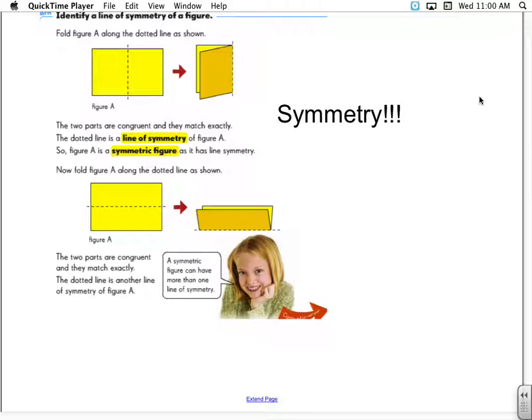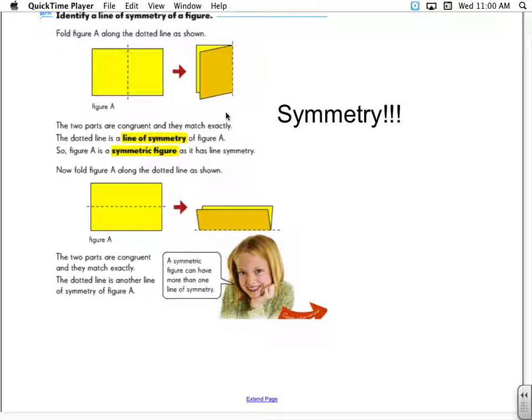So the first one is symmetry, and I think if we said symmetry to you, most of you would be able to remember that symmetry means that we can fold something in a way that allows two parts to match up identically. So if you look at the images right now on the screen, in figure A, they folded a piece of rectangle paper there down the middle, and then folded it in half, and it would line up like you were making a card for someone.